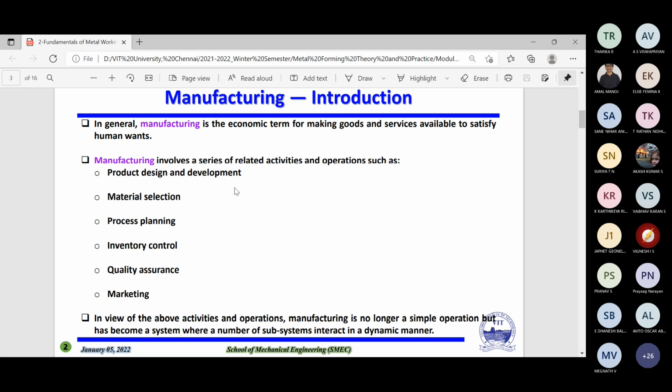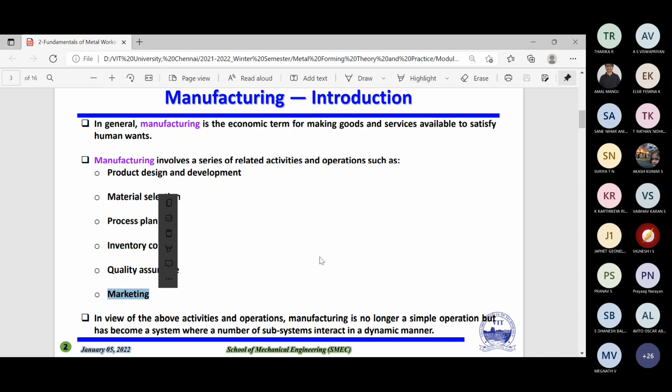So manufacturing involves a series of related activities and operations such as product design and development, because when we are all engineers, every time we are thinking about product design, development, and material selection, then process planning, inventory control, quality assurance, and also marketing. This part is important, because when you go to the campus, or listen to your seniors, many technical students or technical people also go into marketing, without any management degree.